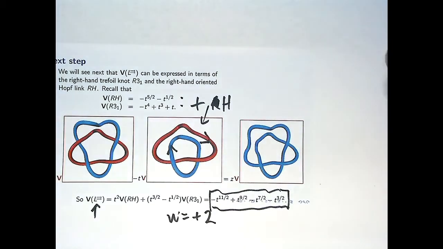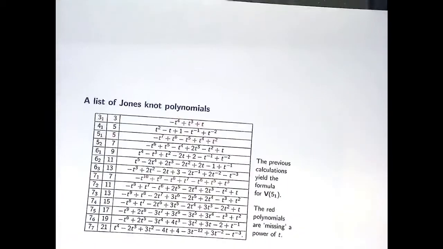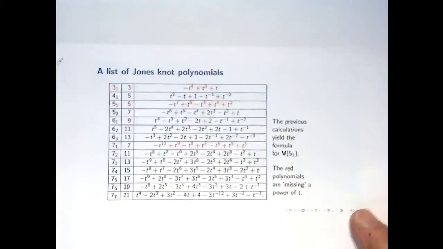Okay, so let me just finish this first half. I'm really dividing the talk today into examples. Here you've had the examples on how to calculate Jones polynomials using this skein relationship. Here's a list of Jones polynomials, and let me just make some comments about this list.